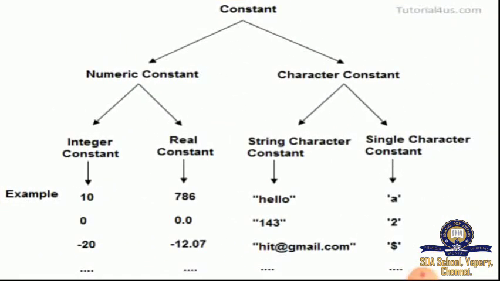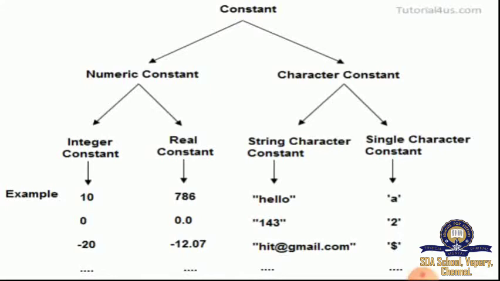Constants are classified into two types, numeric constant and character constant. Numeric constants are classified into integer constant and real constant. Character constants are classified into string character constant and single character constant. Note the difference. One is string character constant and the other one is single character constant.